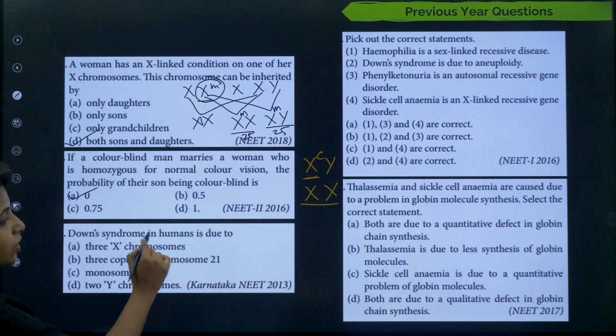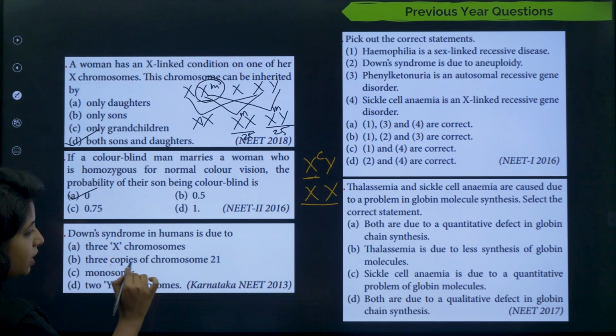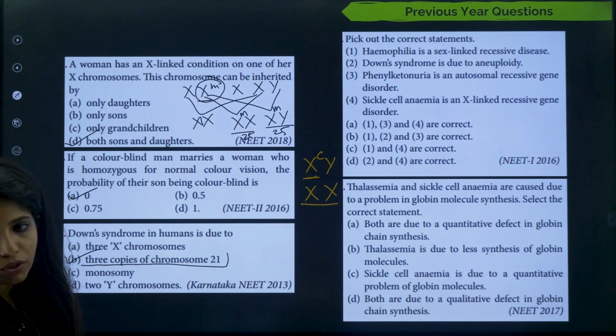Okay, next thing. Down syndrome in humans is due to 3 X chromosome, 3 copies of chromosome 21, monosomy to... this is a straight question, it's trisomy of chromosome number 21. So this is the answer.